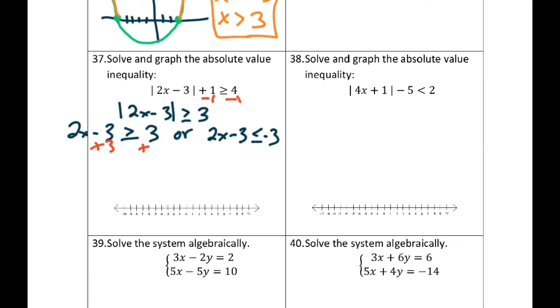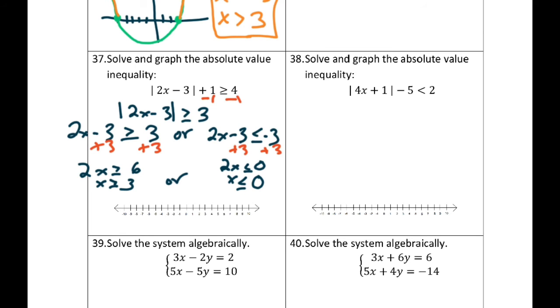And then we'll solve each one. So I add 3. 2x is greater than or equal to 6, which means x is greater than or equal to 3. Or, on the right side, when I add 3, I get 2x is less than or equal to 0. So x is less than or equal to 0.